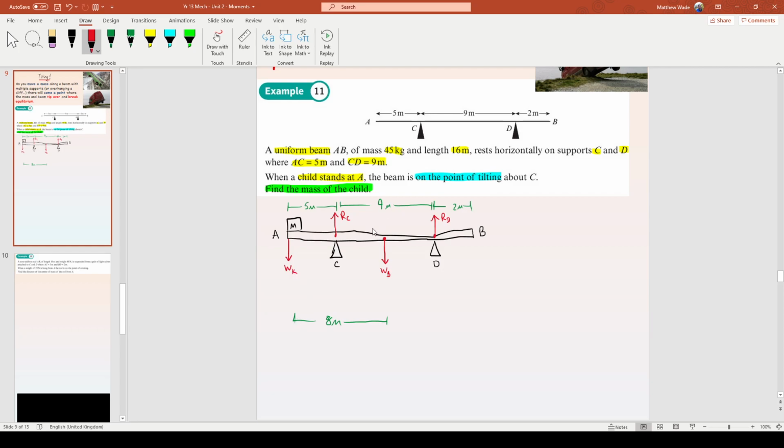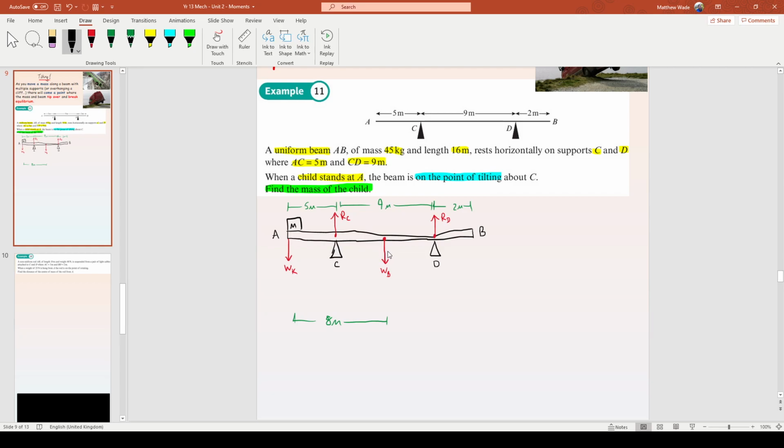Okay, now ready? It looks like a normal old question. We're asked to find the mass of the child. And it looks like a normal old question, but there's one extra trick to it, my buddies. It says that the beam is on the point of tilting about C. So if the child wasn't there, this thing would be absolutely as we've drawn it in the picture, supported by these two normal contact forces. The RC is holding it up, the RD is holding it up. Both of them are balancing out the weight of the kid and the weight of the beam. So that's what's happening, okay?